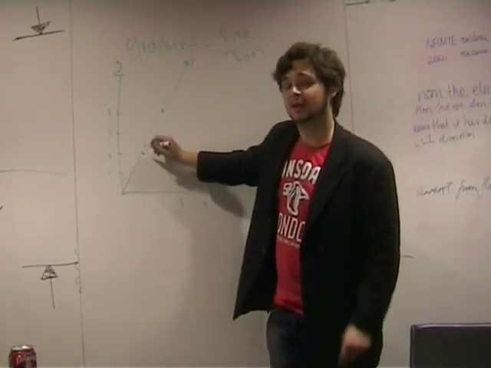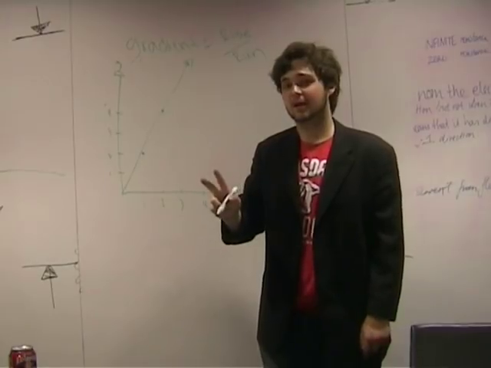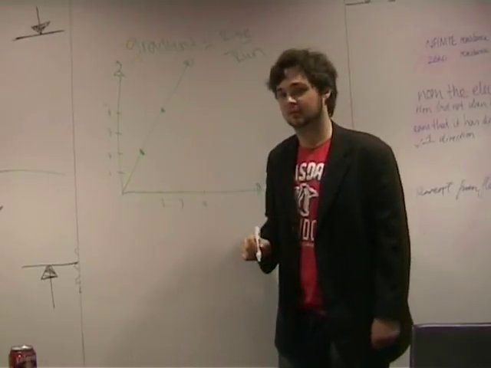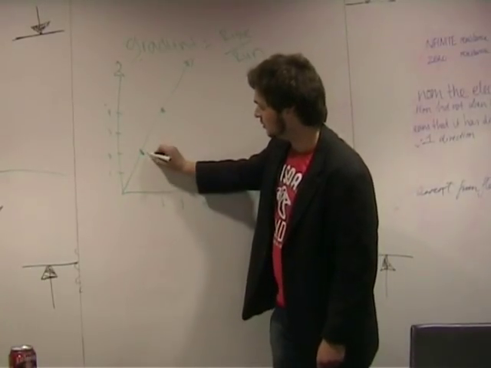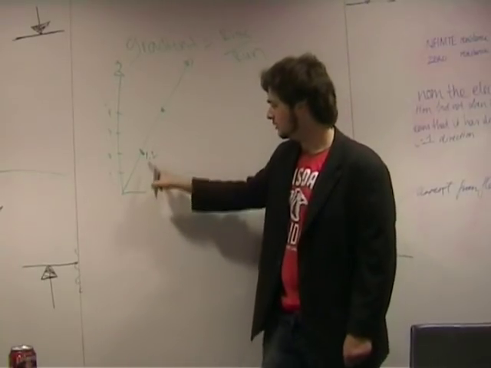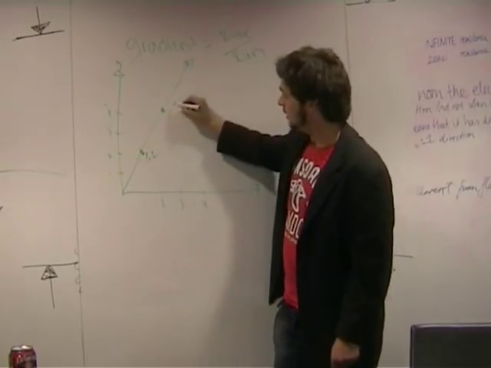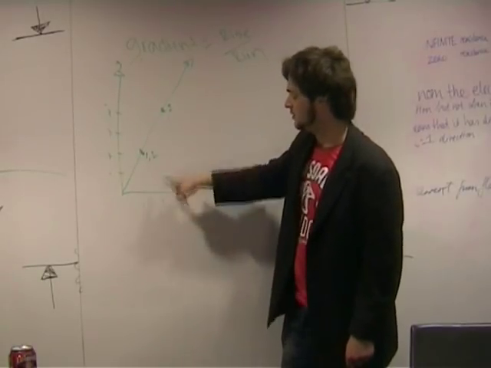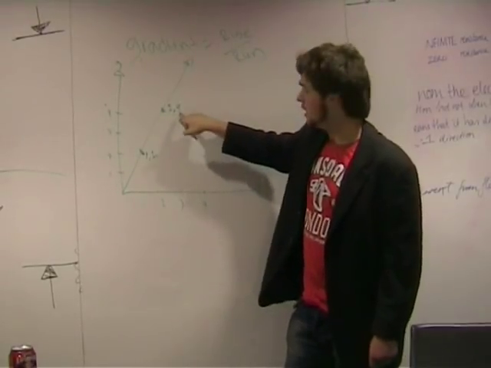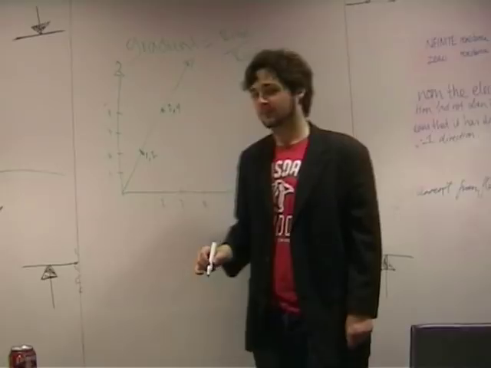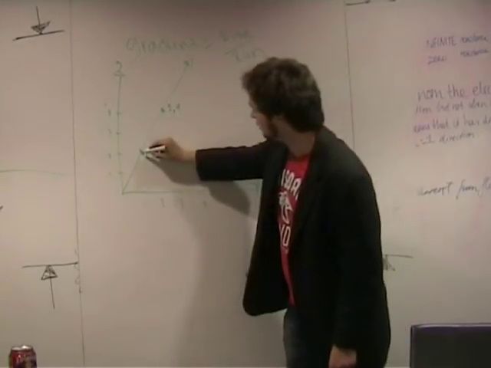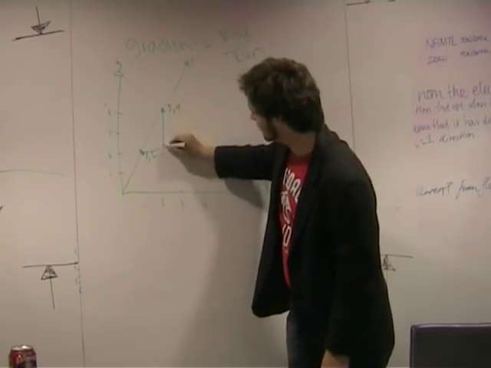What you need to do is pick 2 points on the graph. So I'm going to pick this point here and this point here. At this point, x is equal to 1 and y is equal to 2. And here, x is equal to 2 and y is equal to 4. So, those 2 points. Then, I draw a triangle between the 2 points, like that.